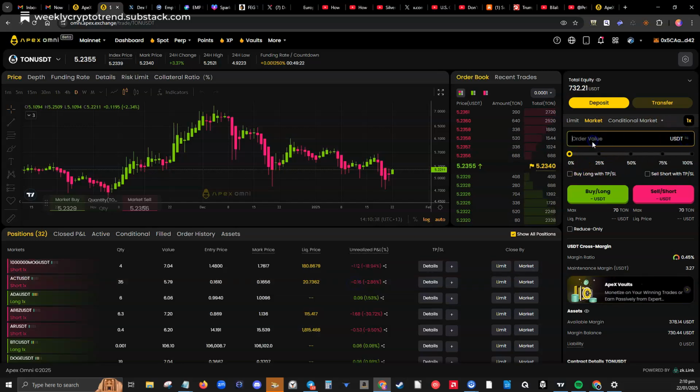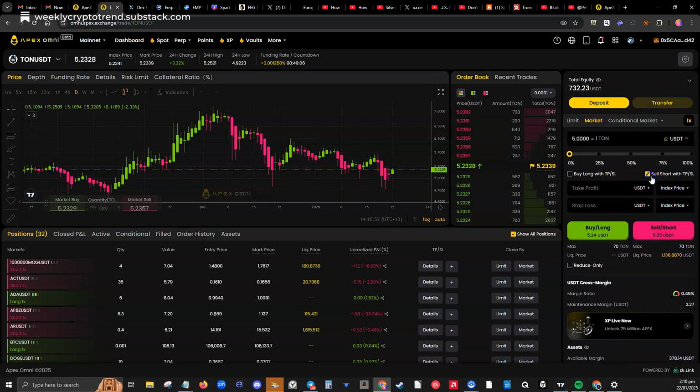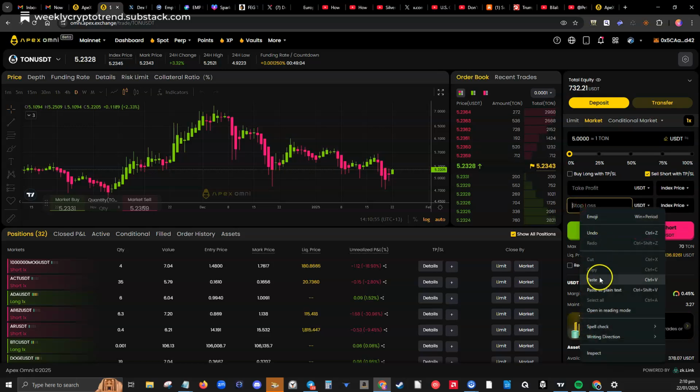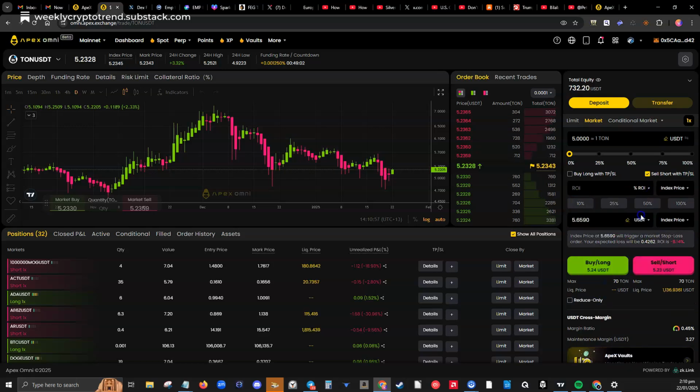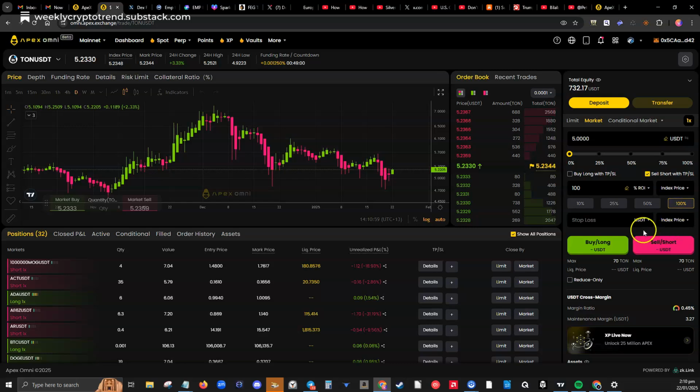Time coin, I want to do 1% of my total balance, my total equity I should say. And basically as he said, it was a short position, so you want to go sell short. Put the stop loss level in there, change that to 100, go 100. You might have to enter that again. It's wanting a minimum of $5 USD.